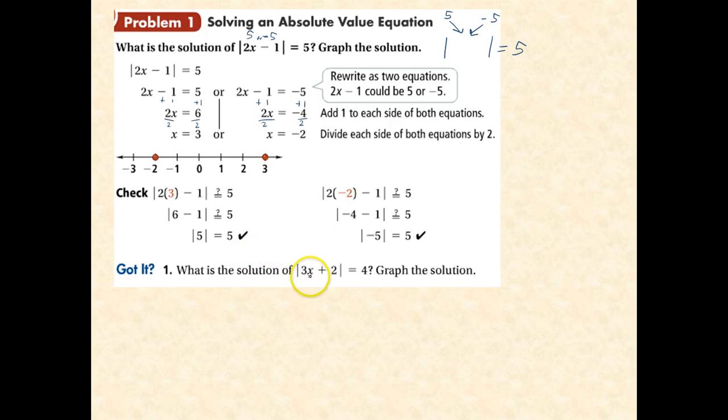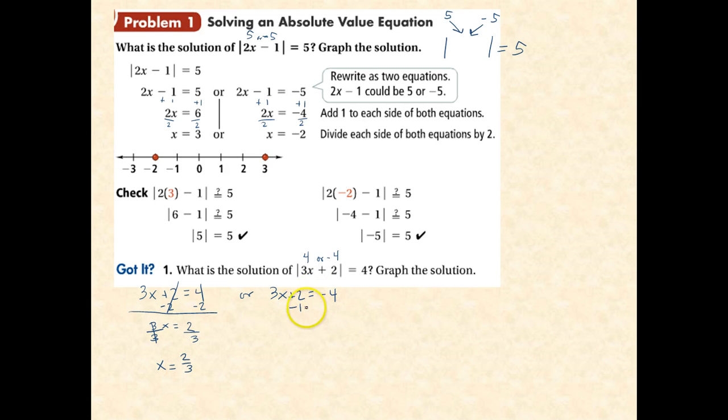Alright, so the absolute value of 3x plus 2 equals 4. That means that 3x plus 2 has to equal 4 or negative 4. So 3x plus 2 equals 4, or 3x plus 2 equals negative 4. Subtract 2 from both sides, and I get 3x equals 2. Then divide by 3, and I get x equals 2/3.